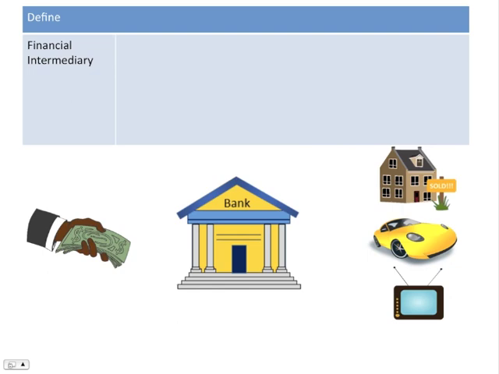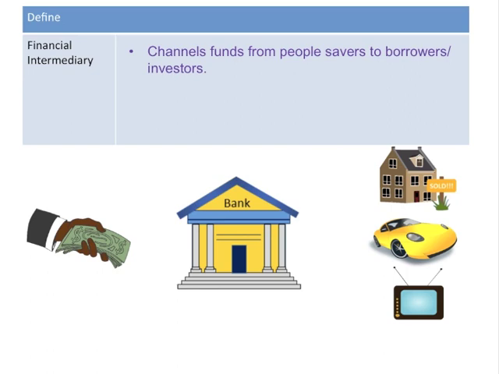A really important concept to understand in personal finance is that of a financial intermediary. There are many examples of financial intermediaries, but effectively, a financial intermediary is an establishment that channels money from people that save to people that want to borrow or invest. So let's take a look at how this works.